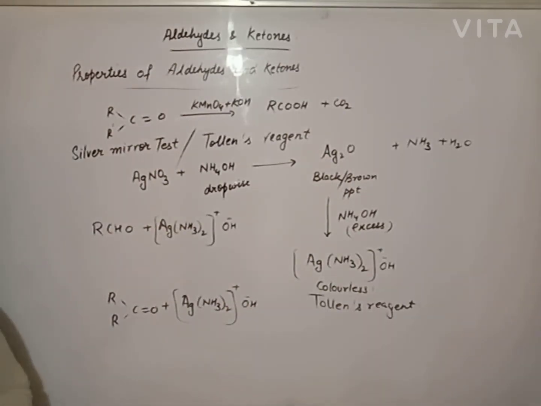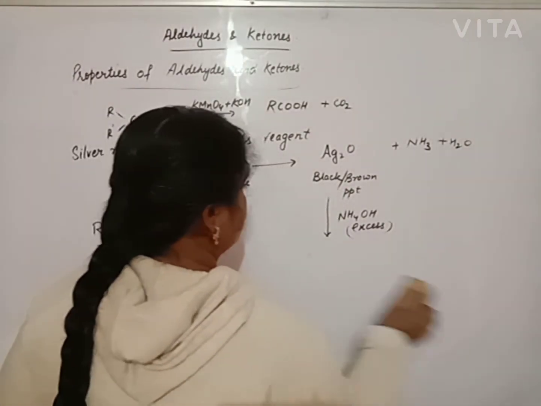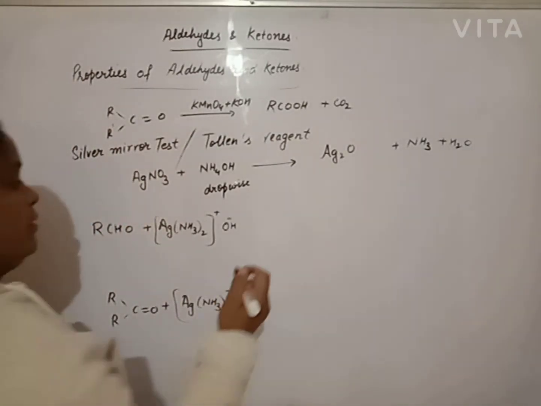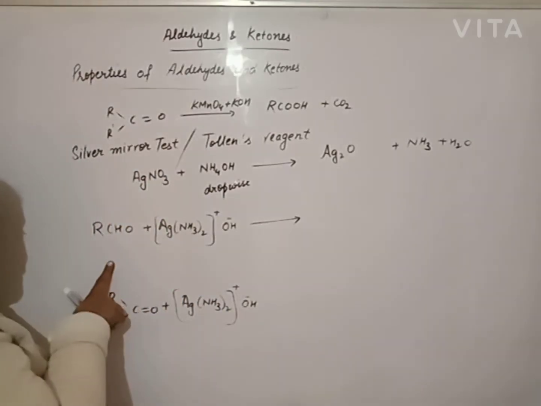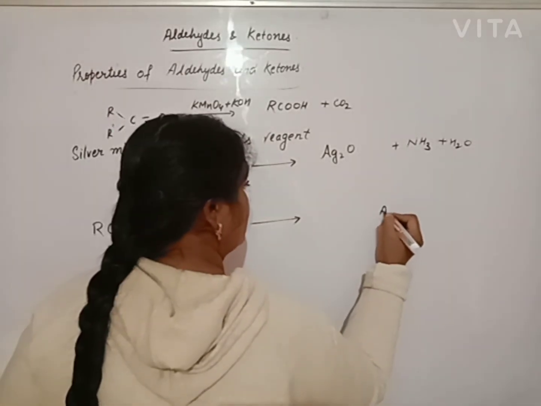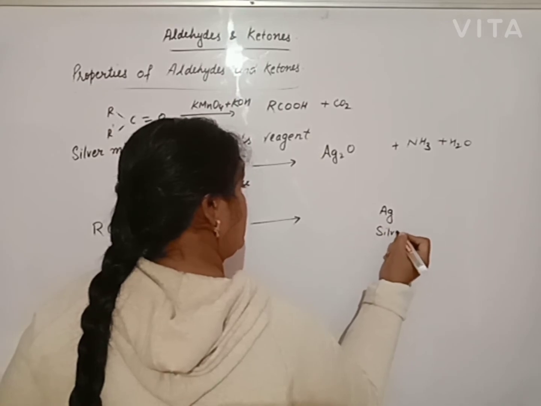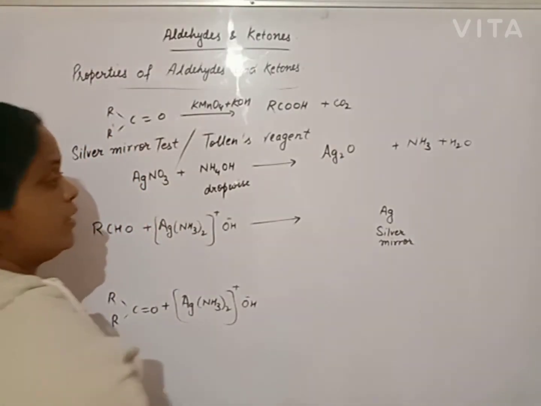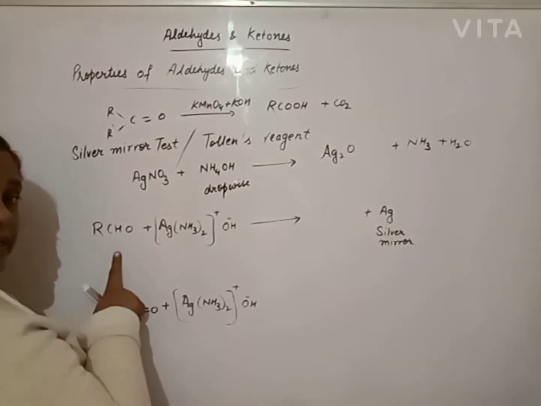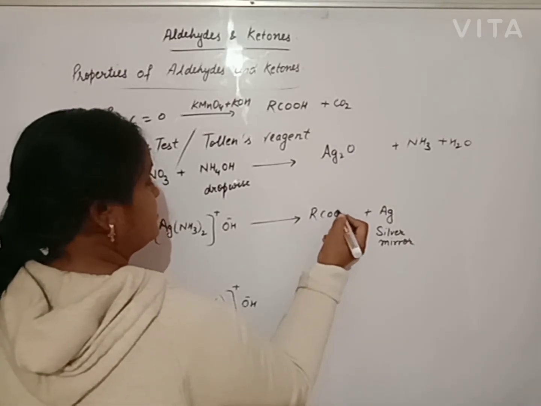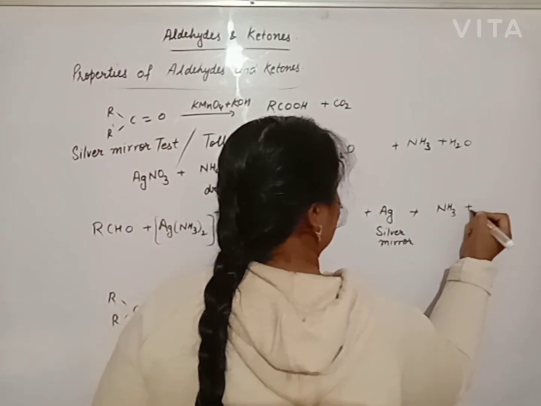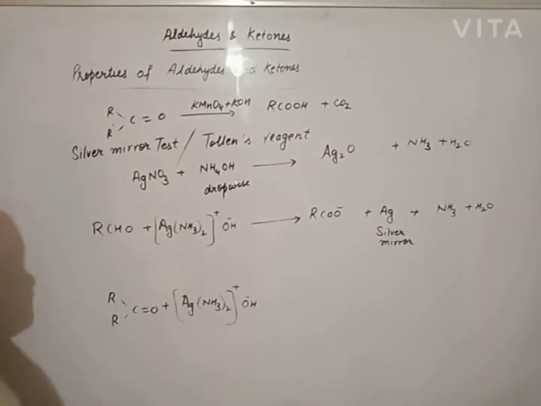Add Tollens reagent and heat these test tubes in the water bath. Then what happens? Beta, if we have aldehyde in that test tube, we will get a silver mirror, a mirror of silver, and the aldehyde is oxidized to acid, and ammonia will be released with elimination of water. If you want to balance the reaction, then it is okay.